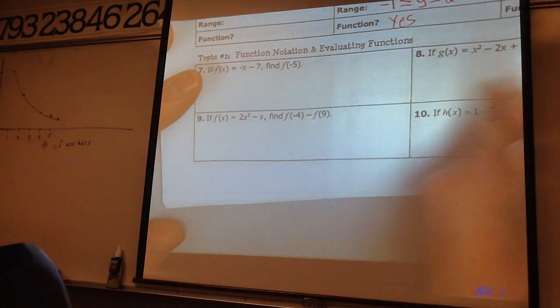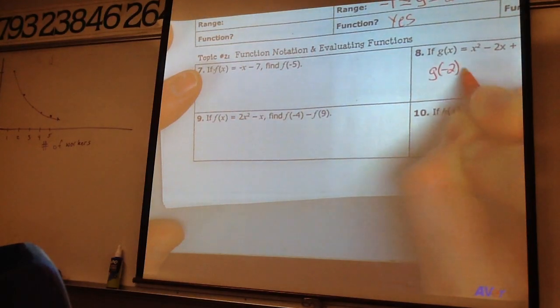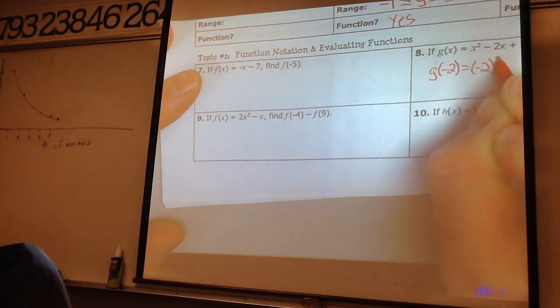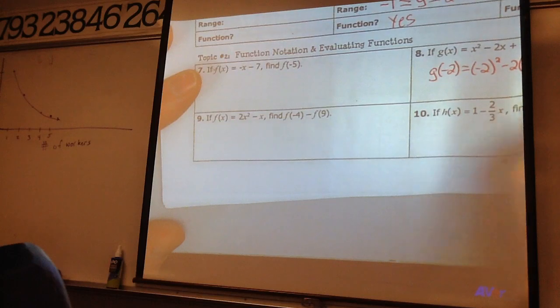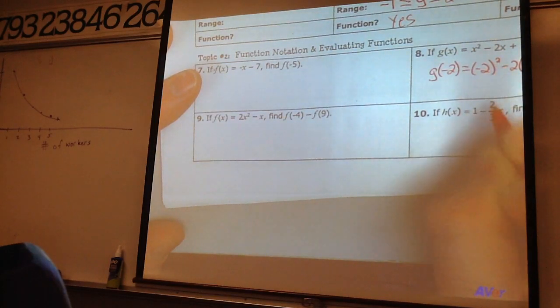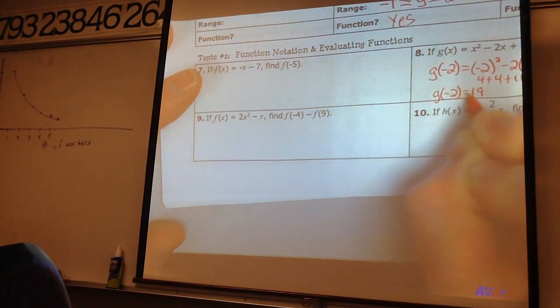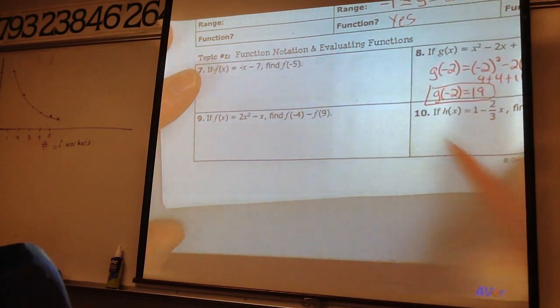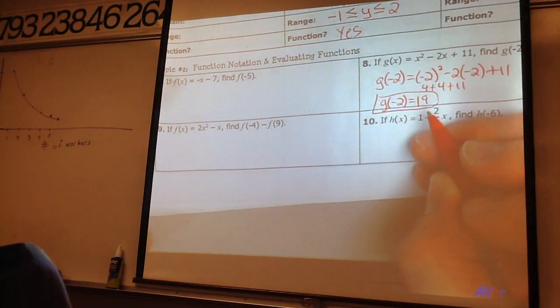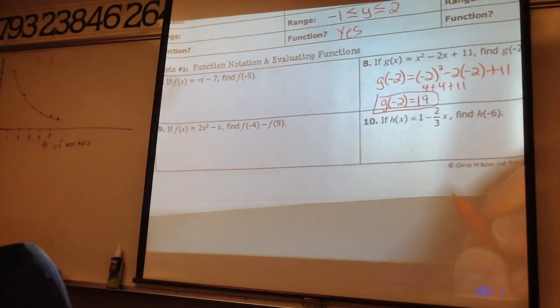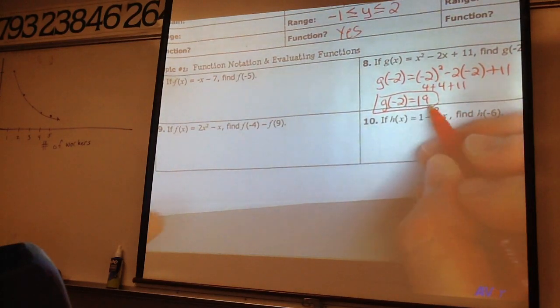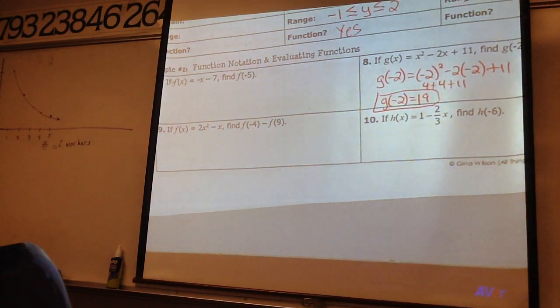So like g of negative 2 equals, you just plug in negative 2 for the x's. Negative 2 squared is 4, negative 2 times negative 2 is plus 4, plus 11, 8, 19. g of negative 2 equals 19. You know what that means on the graph? When x is negative 2, y is 19. It's just a point on the graph.